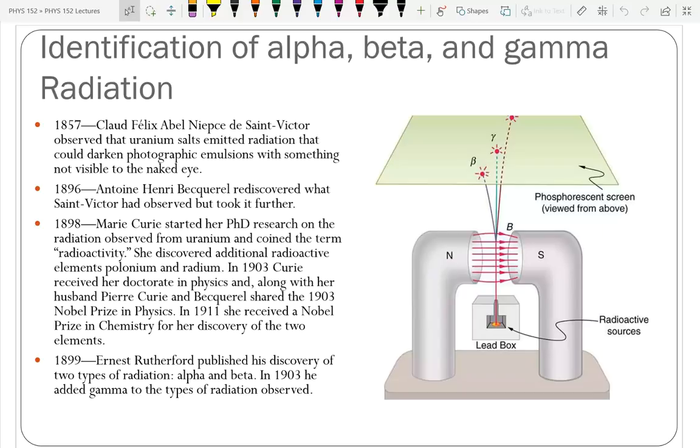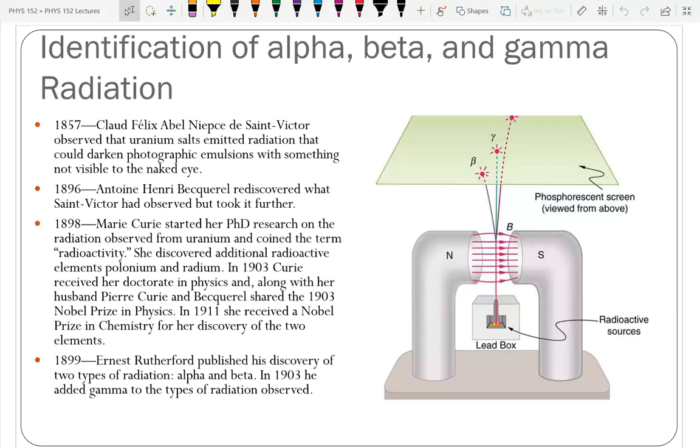And so he hypothesized that the rocks must have done something to expose his film, even though the film was covered with foil. Further studies showed indeed that those uranium salts were exposing his film. And that was the beginning of understanding that we could have rocks that give off energy. Let's leave it at energy right now.